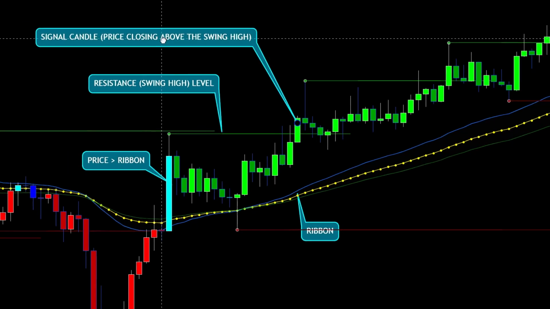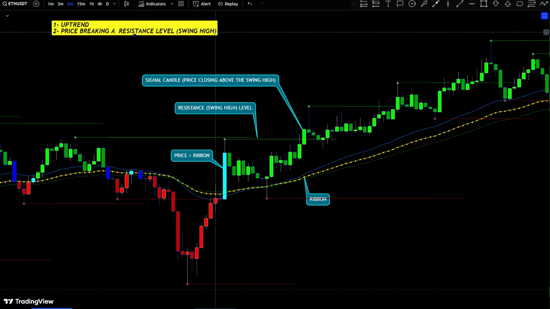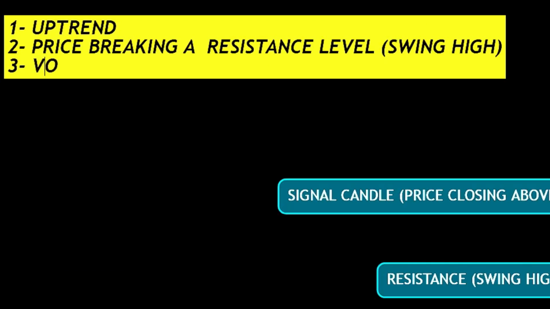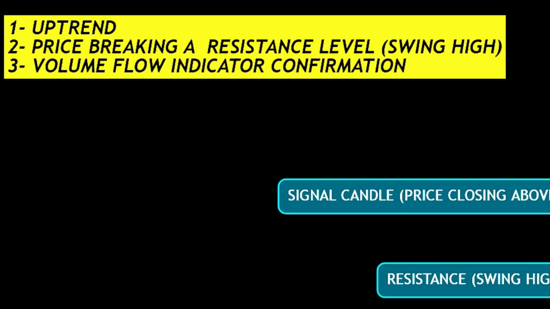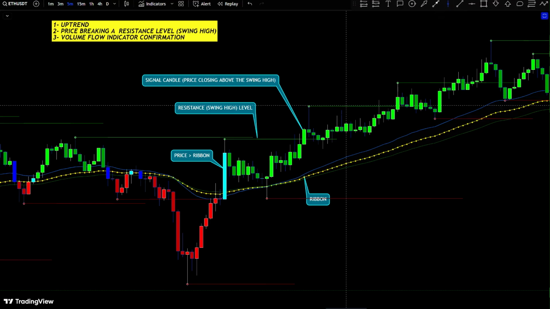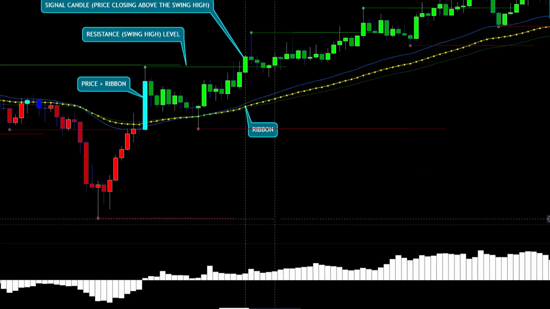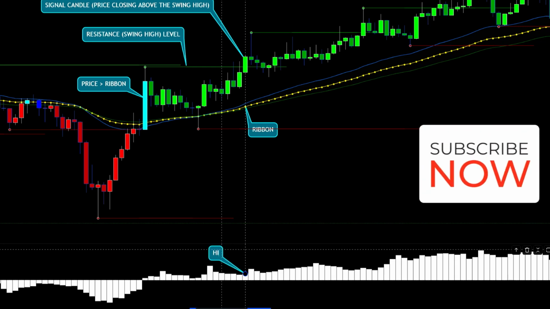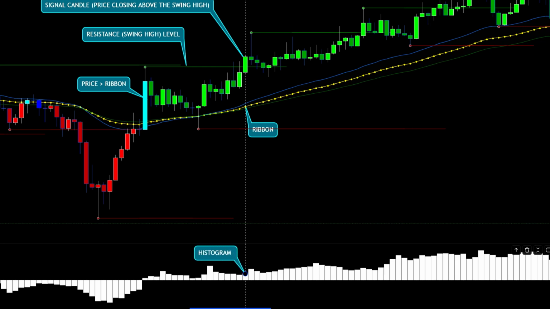But we're not jumping in just yet. We need confirmation. Remember that volume flow indicator we set up? This is where it comes in. For a long trade, we need to see the VFI histogram bar above the zero level. This confirms that there's actual volume supporting the price move. It's like the market saying yes, the move is for real. So to recap, for a long trade: uptrend, price close above the resistance or swing high, and the VFI histogram is above zero. And if all three of those conditions are met, then we have a valid buy signal.